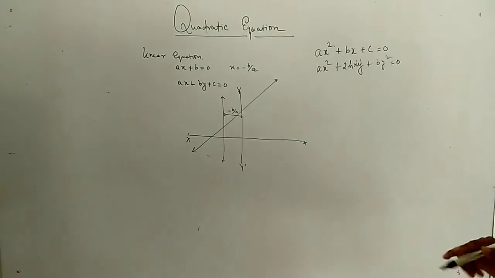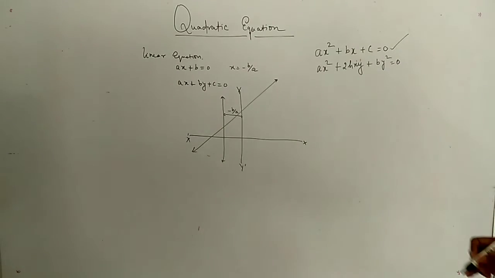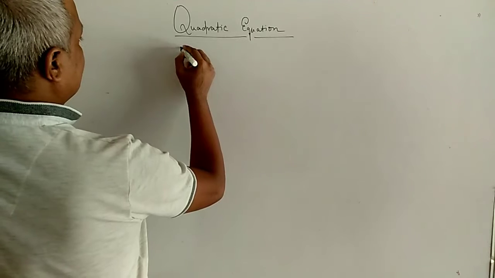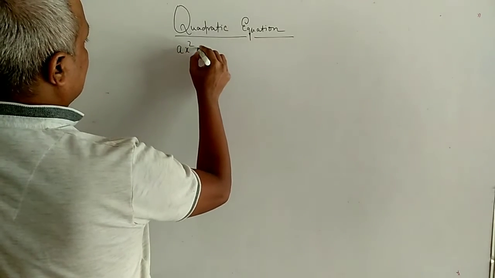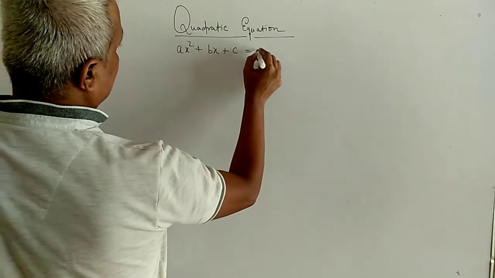But now we are only dealing with the quadratic equation ax square plus bx plus c equal to 0, and this is our topic. For that I need to clean my screen. Just give me 10 seconds. So the standard equation is ax square plus bx plus c equal to 0.